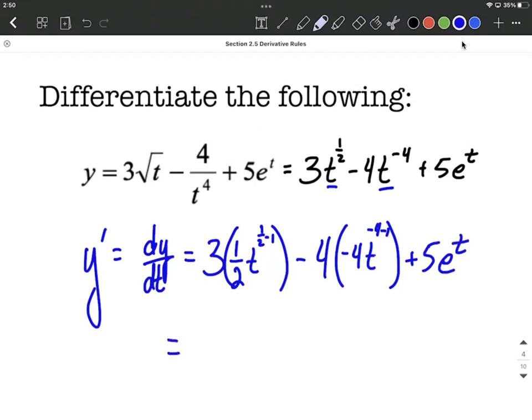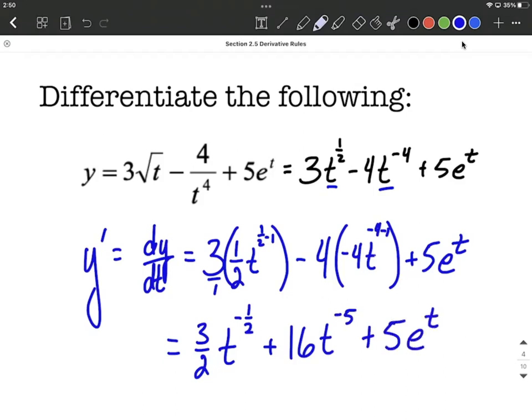So we have 3 times 1/2. You can visualize that as 3 over 1 if you'd like. So we're going to multiply numerators and multiply denominators. And then for our new exponent here, we have 1/2 minus 1, which is going to make negative 1/2. All right, moving on to the next term, we have negative 4 times negative 4 makes positive 16. T to the negative 4 minus 1 power is negative 5 for our new exponent, plus 5 e to the t power.